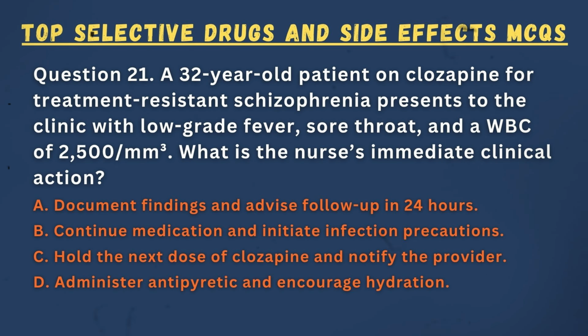Question 21. A 32-year-old patient on clozapine for treatment-resistant schizophrenia presents to the clinic with low-grade fever, sore throat, and a WBC of 2,500 per cubic millimeter. What is the nurse's immediate clinical action?